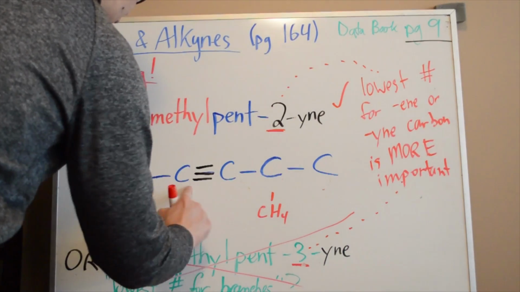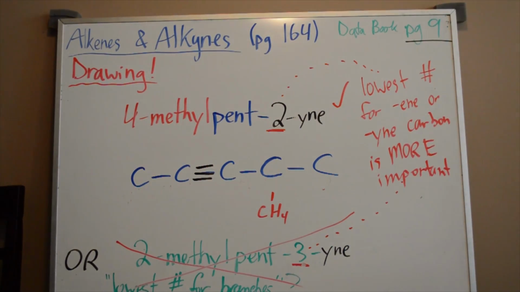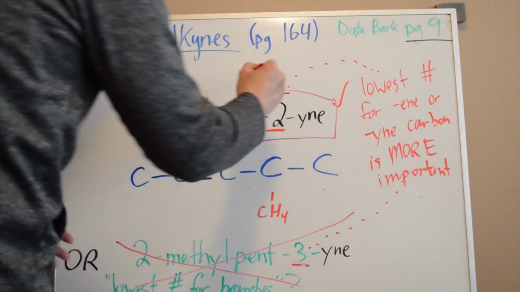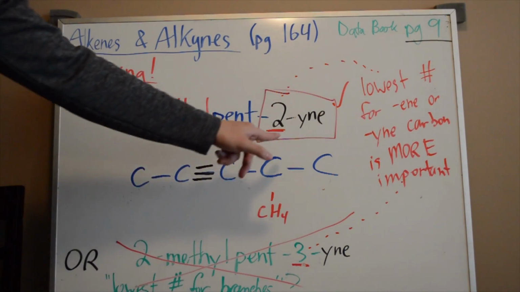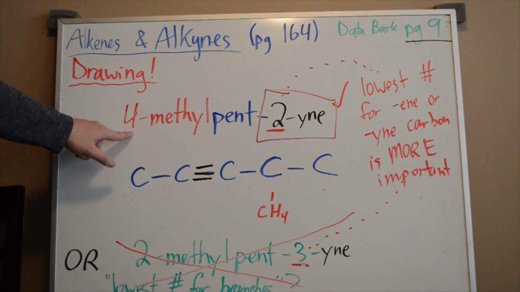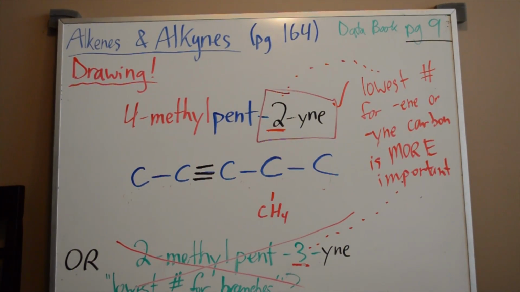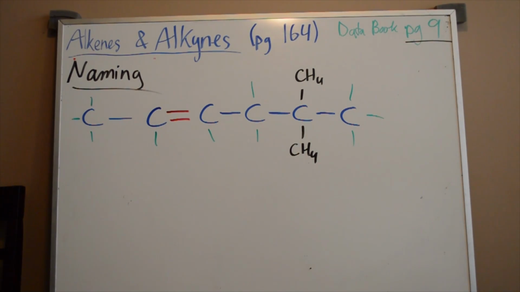So I actually sort of talked about naming and drawing at the exact same time over there. So it might have been a little bit confusing, but I just want you to understand this number, when we have alkenes and alkynes, having the lowest number right here is way more important than having a lower number for the branches. Okay, so keep that in mind. All right, let's take a look at how to name, sorry. Okay, class, so this example is not in your notes.